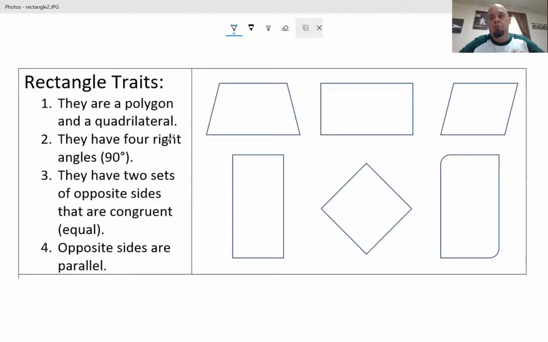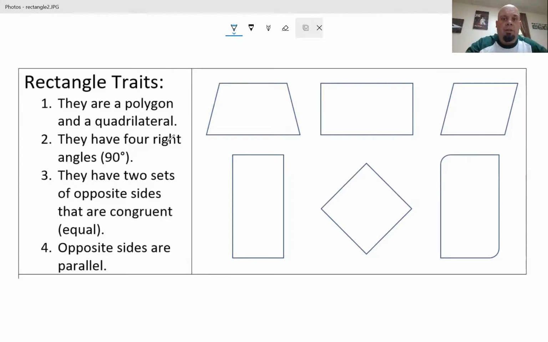Four right angles, which means they form a perfect corner, like a letter L, and they measure 90 degrees. Rectangles also have two sets of opposite equal sides, so it means like the left and the right would be the exact same size, top and bottom would be the same exact size. So opposite sides have to be what we call congruent, which is just a big fancy word for equal. And then the last one, opposite sides of rectangles are parallel.